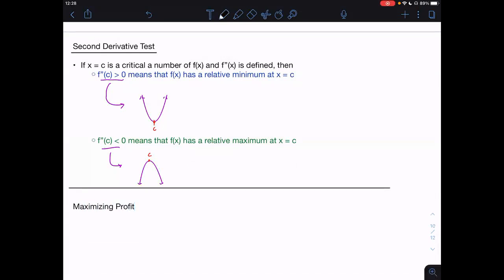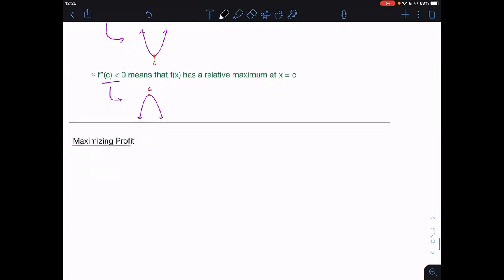Okay, maximizing profit. This can also be applied to maximizing revenue and minimizing costs, right? If you're a business, you want to maximize your revenue, you want to maximize your profit, and you want to minimize your costs. Now I'll focus on profit, but the methods I'm going to be using here can apply similarly to revenue and cost, which we'll do a few examples of in the next section.